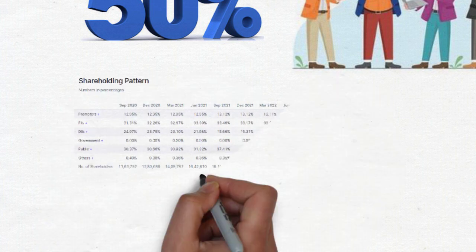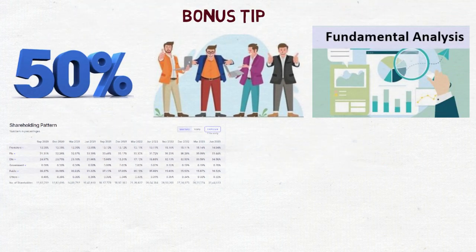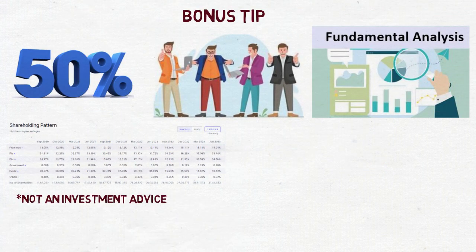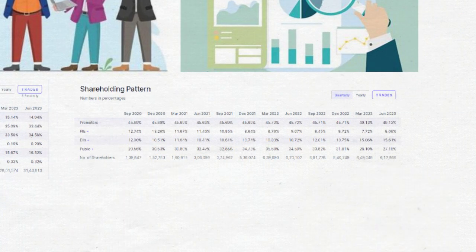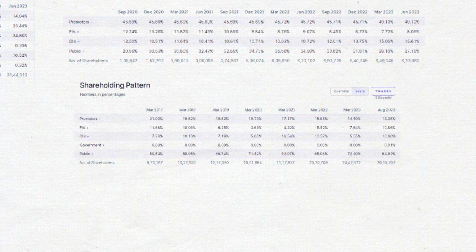For example, here we can see that the promoter holding of Infosys Limited is just around 15%, but this does not make it a bad company at all. Also, an increasing or constant trend in promoter holding can be a positive sign which shows promoters' faith in the company, while a decreasing trend in the promoter holding can be a red flag.